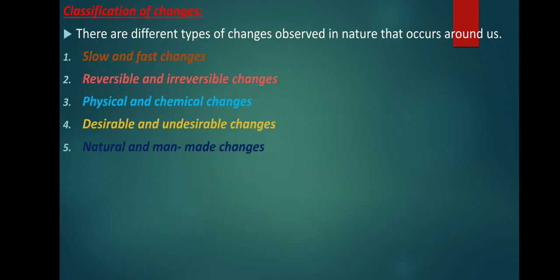Now move on. Classification of changes. There are different types of changes observed in nature that occur around us. First one, slow and fast changes. Second one, reversible and irreversible. Third one, physical and chemical changes. Fourth one, desirable and undesirable changes. Fifth one, natural and man-made changes.